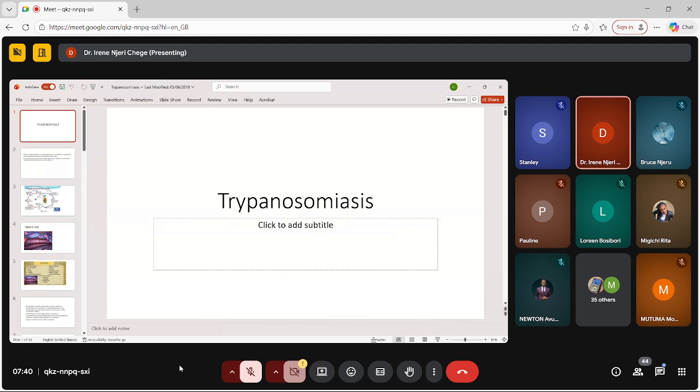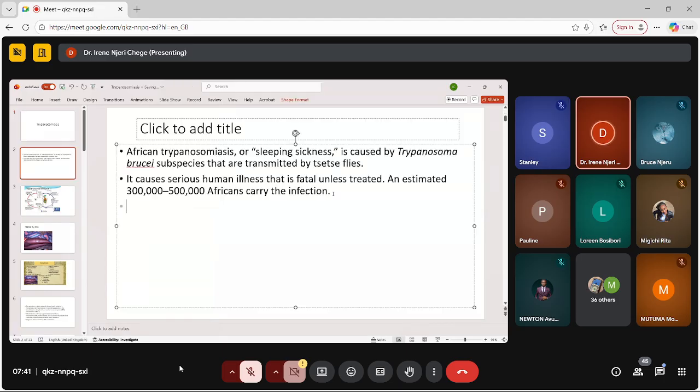So we have the African trypanosomiasis, or sleeping sickness, caused by Trypanosoma brucei species. It's a subspecies, and it's transmitted by tsetse flies. It causes serious human disease. About 500,000 Africans carry this infection. The slide is very uninformative, so let me just tell you about this Trypanosoma brucei.